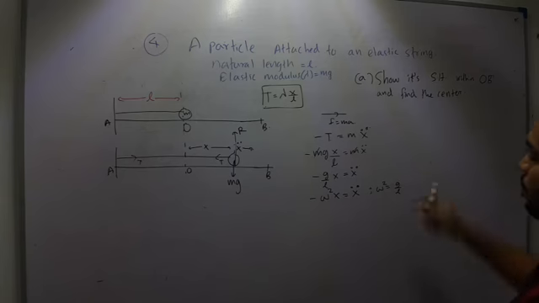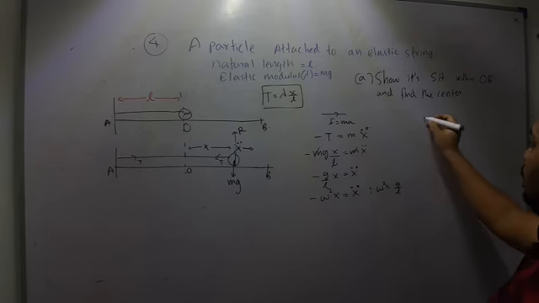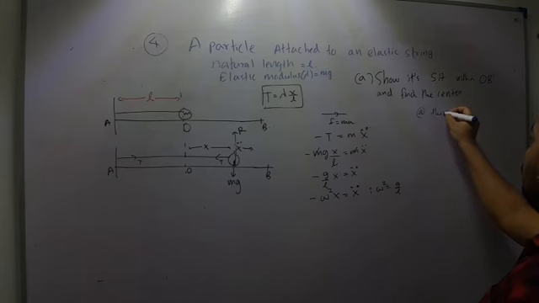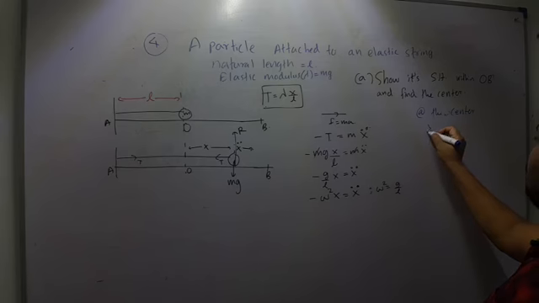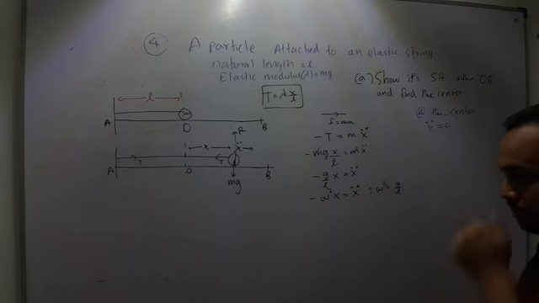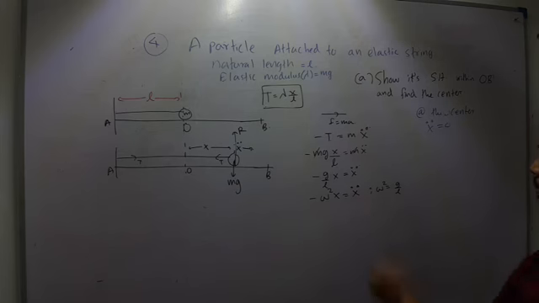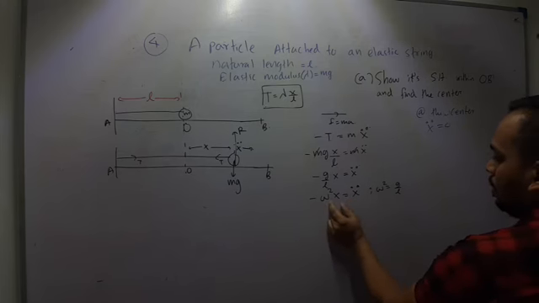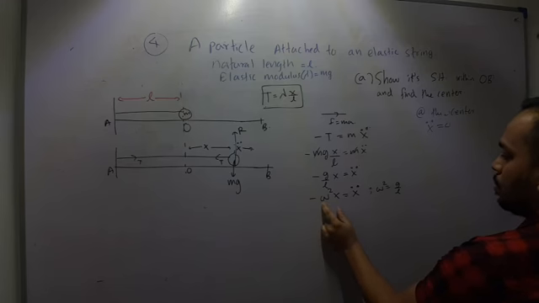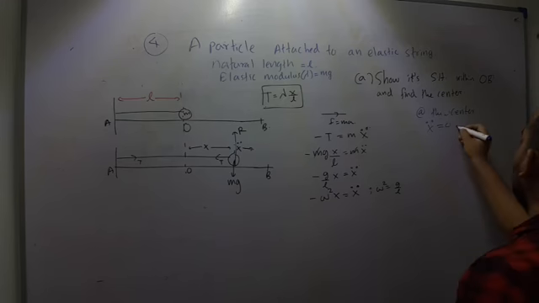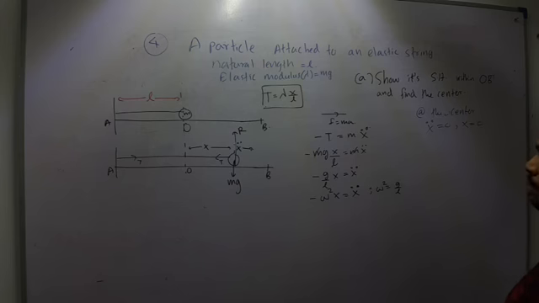And find the center. To find the center, how do you define the center? You define the center by this. At the center, the acceleration is 0. That's how we define the center of a simple harmonic motion. The acceleration must be 0. So acceleration is 0 means x has to be 0, because omega squared is not 0, so x has to be 0. This implies x is equal to 0.